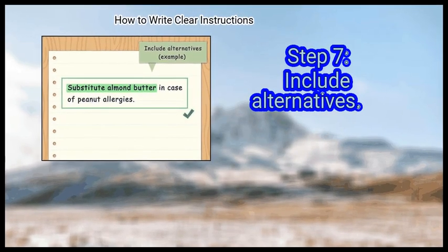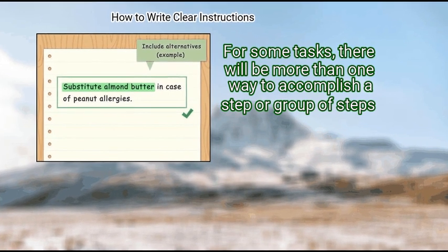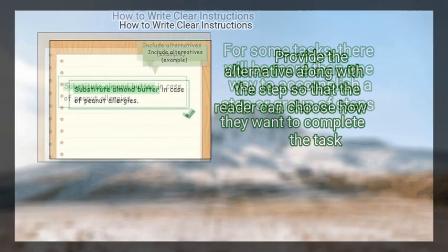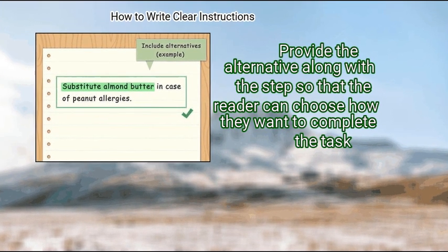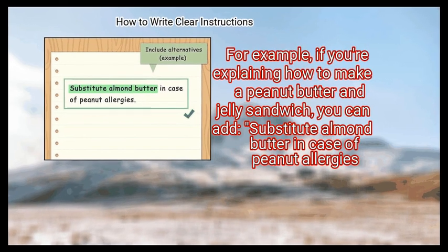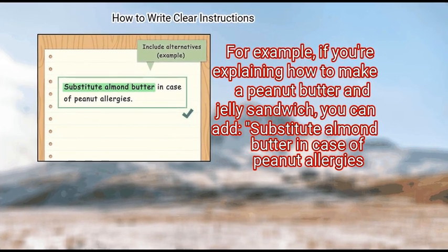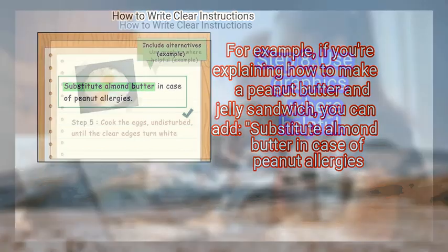Step 7. Include alternatives. For some tasks, there will be more than one way to accomplish a step or group of steps. Provide the alternative along with the step so that the reader can choose how they want to complete the task. For example, if you are explaining how to make a peanut butter and jelly sandwich, you can add, substitute almond butter in case of peanut allergies.